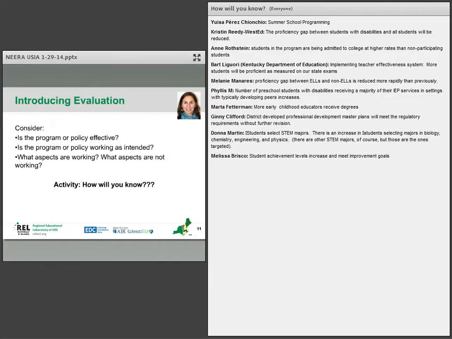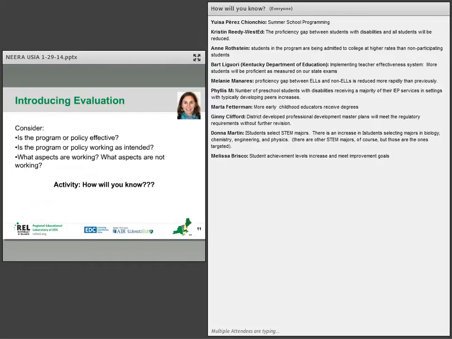District-developed professional development master plans will meet the regulatory requirements without further revision. So that must be a program that is working to build the capacity of local districts to develop master plans of professional development. Maybe it's training and additional support to districts, and evidence of success would be that the master plans would meet the requirements.